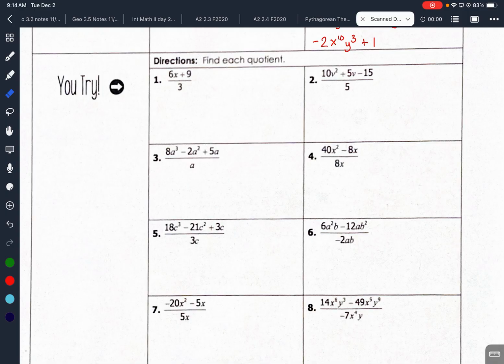Okay, so 6x divided by 3 is what? 2x. The x didn't go anywhere because the 3 doesn't have an x, does it? And a positive would be positive, and 9 divided by 3 would be 3. So you guys do number 2.